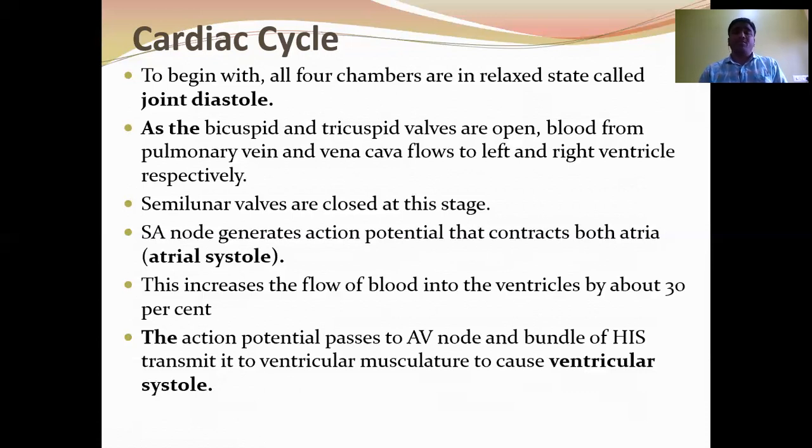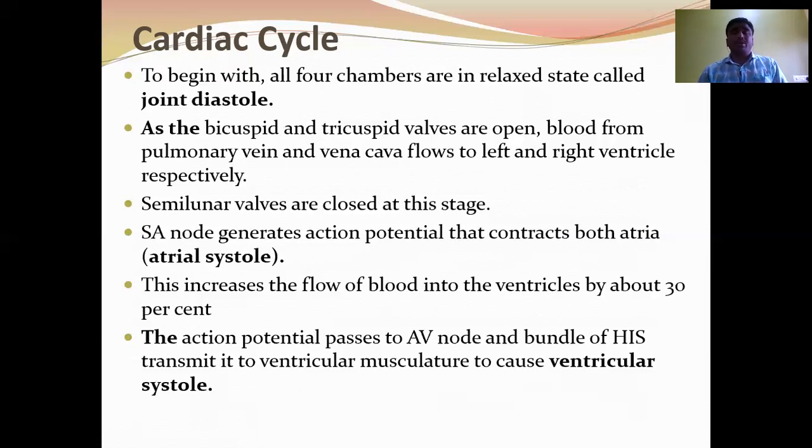To begin with, all four chambers are in a relaxed state called joint diastole. During that time, the bicuspid and tricuspid valves are open. Blood from the pulmonary vein and vena cava, that is the inferior vena cava and superior vena cava, freely flows into the left and right auricles, from where blood flows into the ventricle because the bicuspid and tricuspid valves are open in this stage.